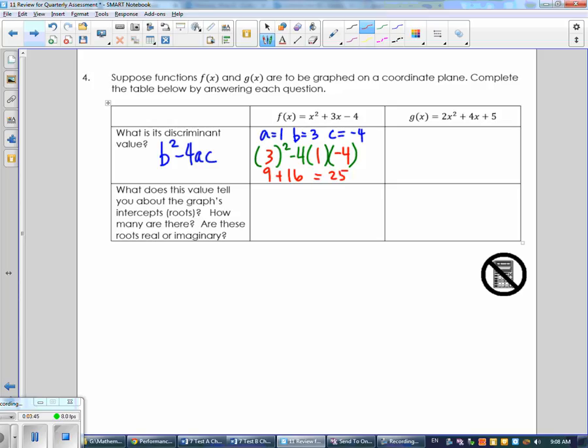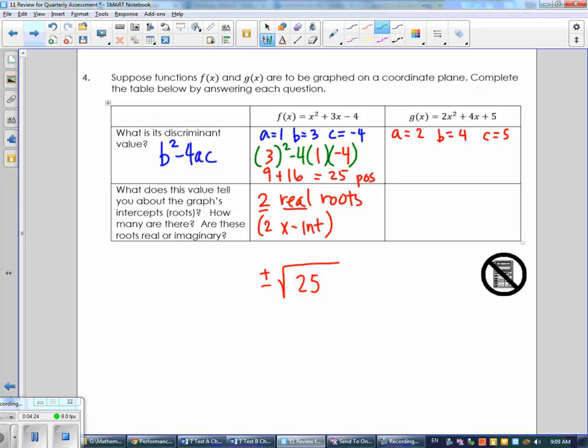In the second part, it says, what does this value tell you about the graph's intercepts or roots? How many are there, and are they real or imaginary? Well, since this is a positive number, think about in the formula, I'm taking the square root of 25, and since I'm looking at both the positive and the negative root, I know I'm going to have 2 real roots or 2 x-intercepts, if you'd rather look at it that way. And so this gives me the number of roots, this gives me the nature or the type of the roots. Let's take a look at g of x. And again, it'll help to identify your a value is 2, the b value is 4, and the c value is 5.